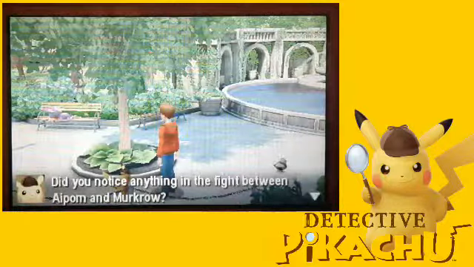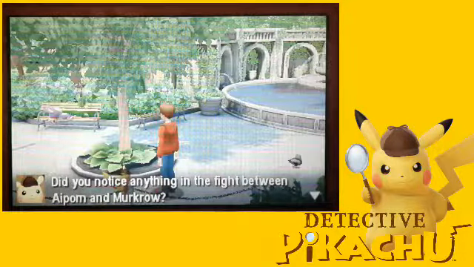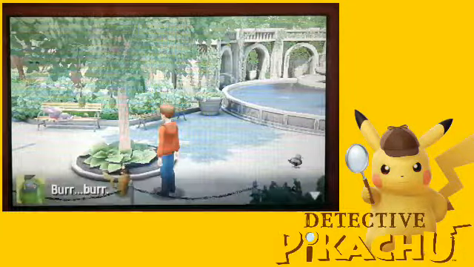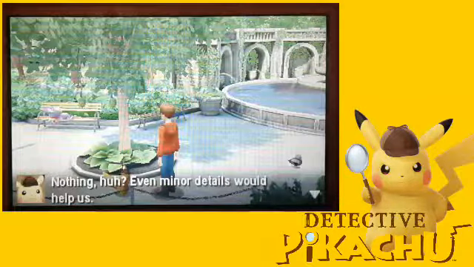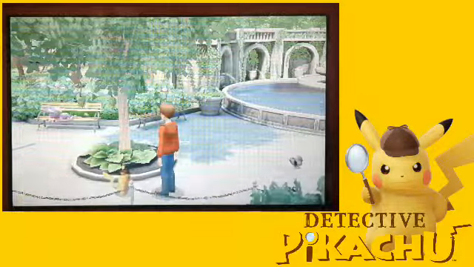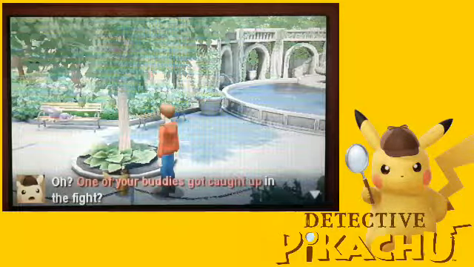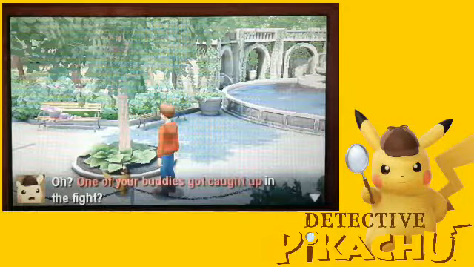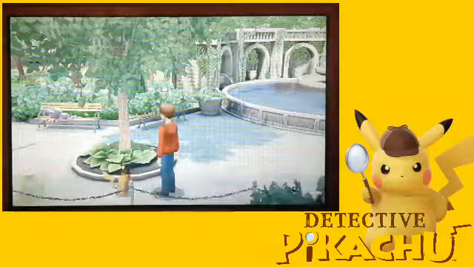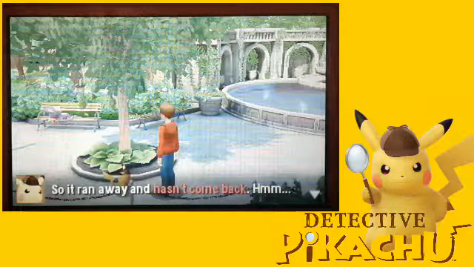About the fight with Apom, did you notice anything in the fight between Apom and Murkrow? Nothing, huh? Even minor details will help us. Oh, one of your buddies got caught up in the fight? So it ran away and hasn't come back?